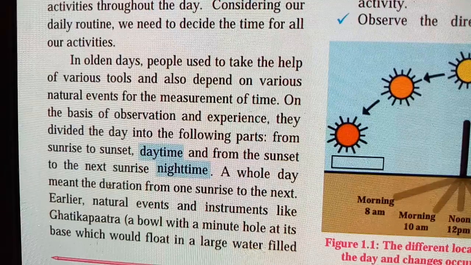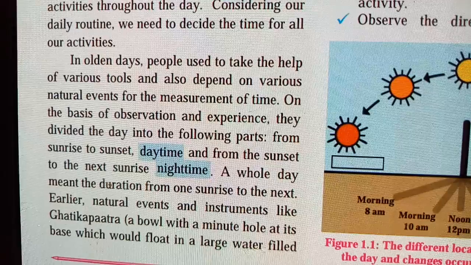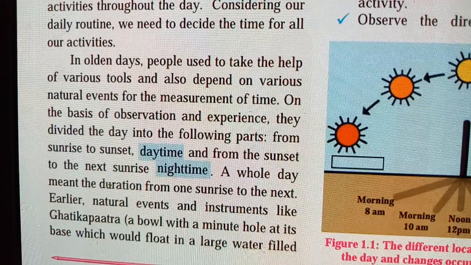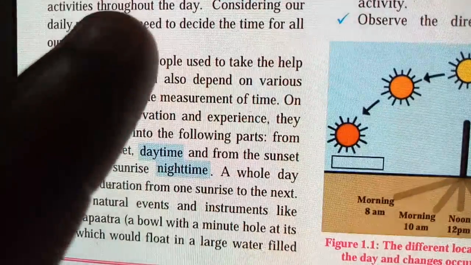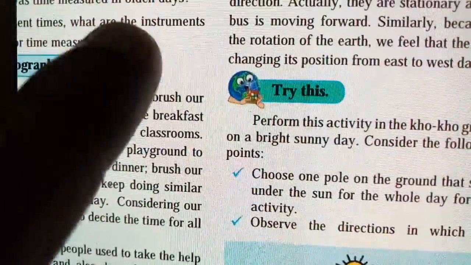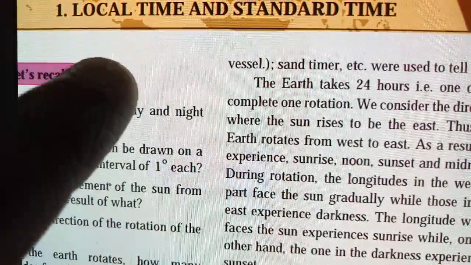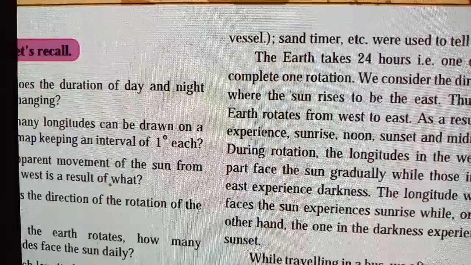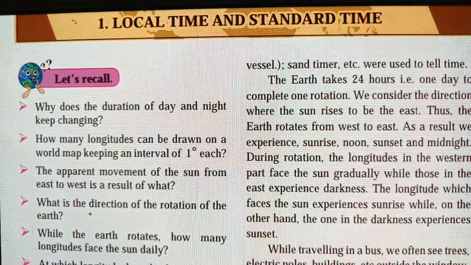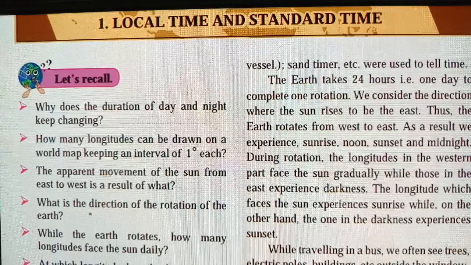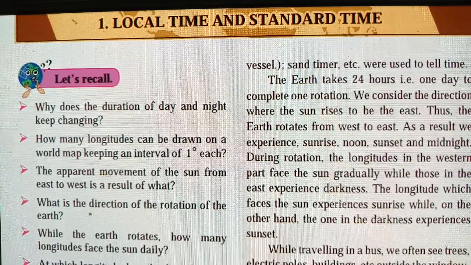Earlier, instruments like the Ghatika Patra, a bowl with a minute hole in its base, were floated on wood in a large water vessel. So this is the activity they are describing. It is a type of vessel, as you can see. The sun timer, etc. were used to tell time. So this is the sun timer or vessel we used for measuring time.